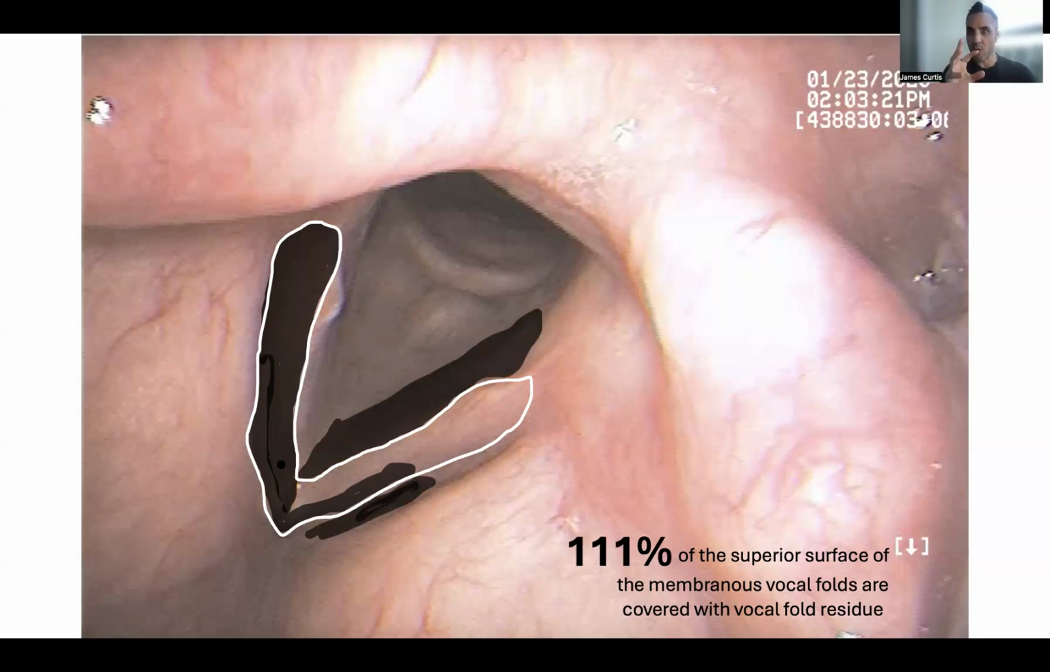That's because if we put all of the residue that's contained anywhere within the boundary of the vocal folds, this would be overflowing. And so we want to think about the boundary of the superior surface of the membranous vocal folds, and how much of that would be covered. And so if it's greater than 100%, we start from scratch again and think about how much of that surplus would be filling up or covering the vocal fold boundary again.